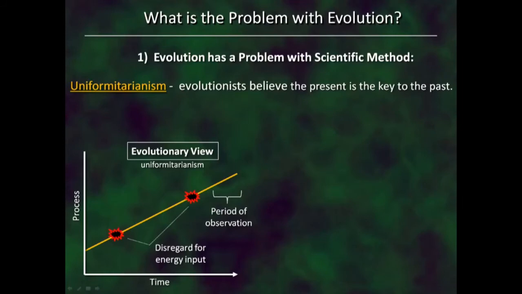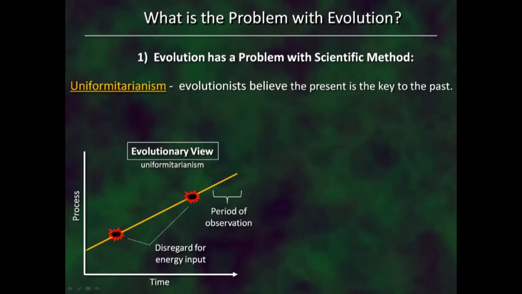So if we look at what's the problem with evolution, evolution really has a problem with the scientific method. Uniformitarianism is really kind of a fancy word, but it just means that evolutionists believe that the present is the key to the past. So imagine you're a scientist today and you measure some rate of change of something, the speed of light or radioactive decay or something like that, and you just say, well, that's going to be the way it was throughout all time. Millions of years ago, the same speed of light, the same radioactive decay rate, everything's the same, and you have total disregard for energy input. And that's a very bad way to look at things.